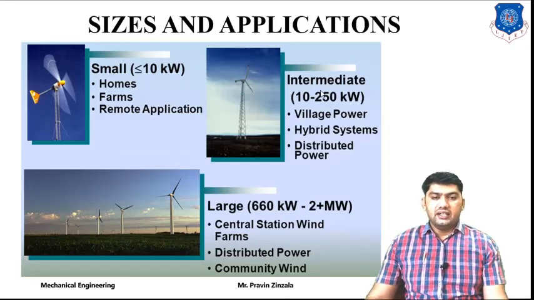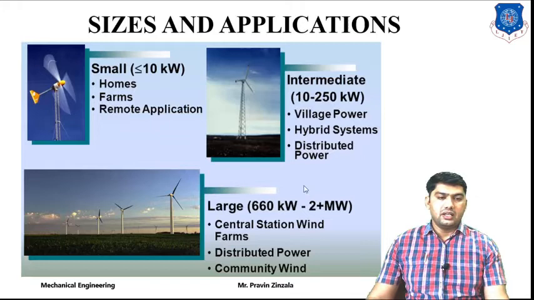Second is the intermediate type wind turbine. If the power generation range is 10 to 250 kilowatt, it is called an intermediate type windmill. Applications of the intermediate type windmill are in village power generation, hybrid systems, or distributed power generation. So these are the applications of intermediate windmills.